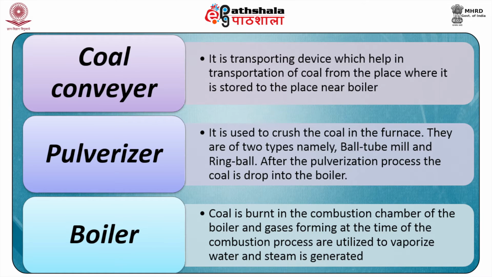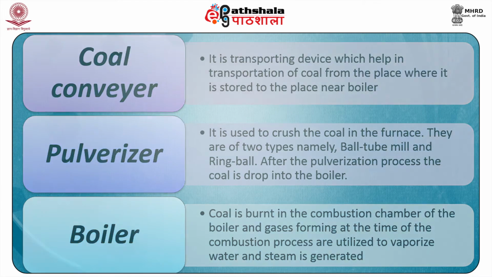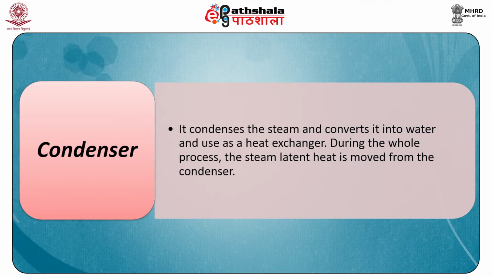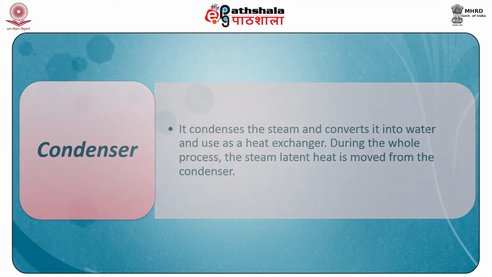Third, boiler. Coal is burnt in the combustion chamber of the boiler and gases formed at the time of the combustion process are utilized to vaporize water and steam is generated. Fourth, condenser. It condenses the steam and converts it into water and is used as a heat exchanger. During the whole process, the steam's latent heat is removed by the condenser.